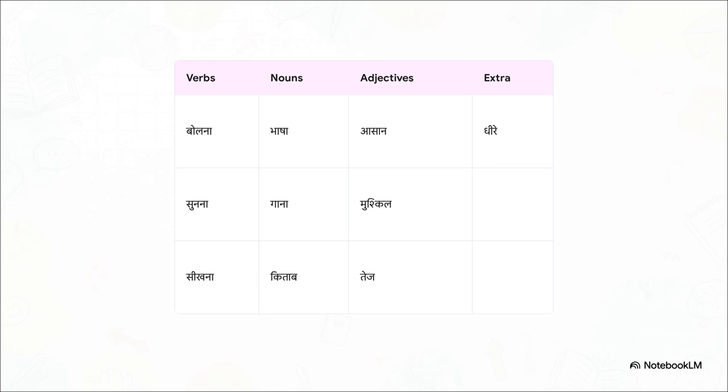On the far left, we've got our action words, our verbs, bolna, suna, and seekhna. Next up, our nouns, the things we interact with, bhasha, gana, and kitab. Then we have our descriptors, the adjectives, asan, mushkil, and tez. And finally, an extra adverb to modify our actions, dire. This right here is your entire vocabulary universe for the next few minutes.